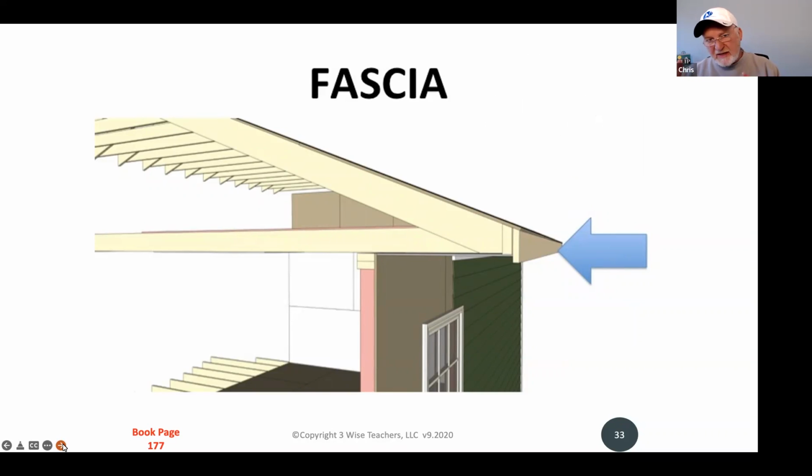Okay, as we're looking at this overhang, this eave, notice that there's a board on the front. Notice it's turned sideways there. That's what's referred to as the fascia board. Think face, it faces the outside. It's a fascia board. And the purpose of that fascia board is to put your gutters. It does end the eave, but it's also a convenient place to hang your gutters as well.